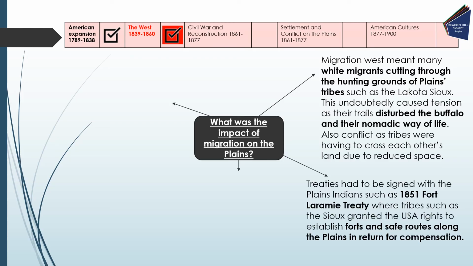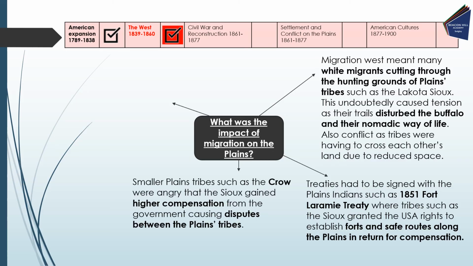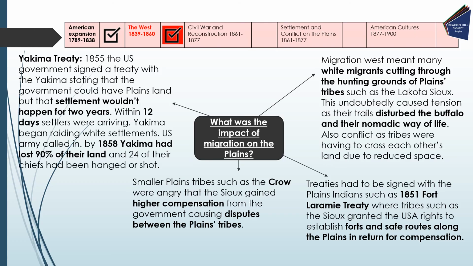Treaties had to be signed with the Plains Indians, such as the 1851 Fort Laramie Treaty, where tribes such as the Lakota Sioux granted the USA rights to establish forts and safe routes along the plains in return for compensation. So you could speak about that as a very specific example of a consequence or an impact of migration on the plains. Smaller Plains tribes such as the Crow were angry that the Sioux had gained higher compensation from the government, which then causes disputes between the Plains tribes. So we've now not just got conflict between white Americans and Native Americans, we've got conflict between different groups of indigenous people.